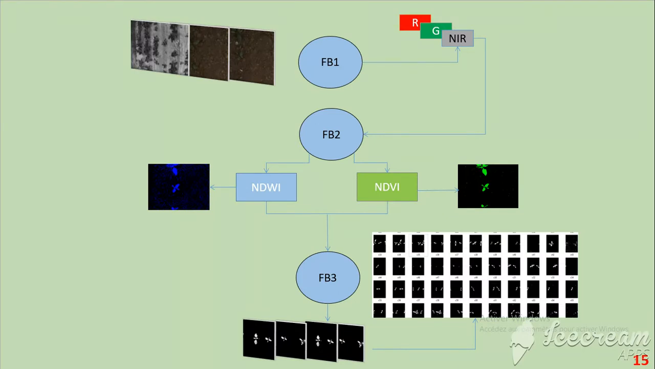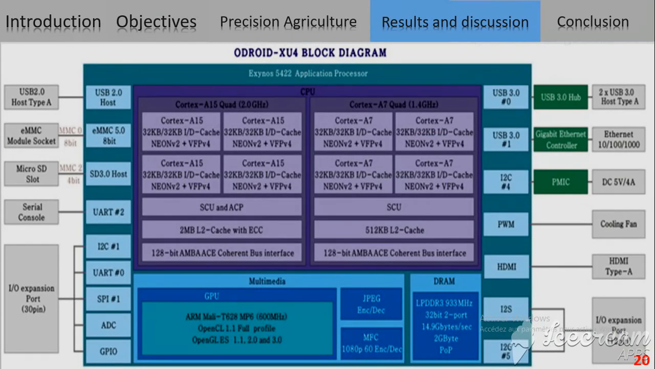Our algorithm is generally based on three functional blocks. The first functional block is dedicated to the acquisition of the image and separation of the bands. The second block is for the calculation of the Normalized Difference Water Index and Normalized Difference Vegetation Index. The third block is dedicated to the thresholding operation and storing the different resulting images. For the embedded part, we are using the Odroid XU4 heterogeneous system based on 2 CPU and 1 GPU.